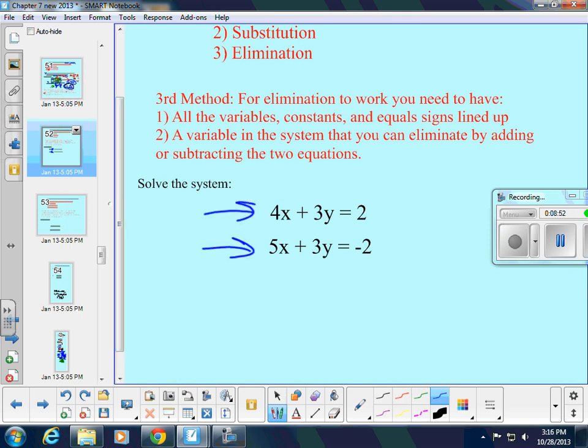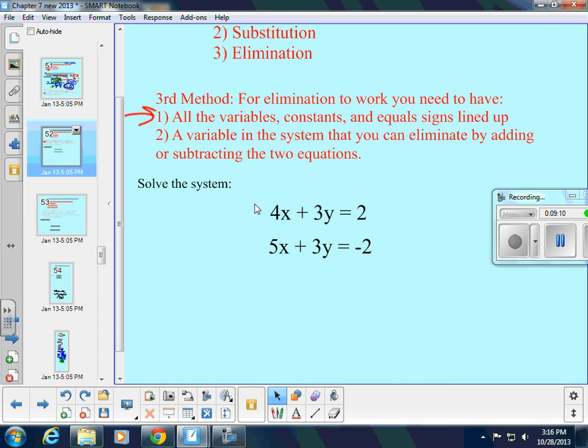And 5x plus 3y equals negative 2. So this system, again, what do we need to be able to use elimination? Let's say we're deciding I want to use method 3 so far. I want to use elimination. So to use elimination, what do we need? Well, we need all the variables, all the constants, all the equal signs lined up.